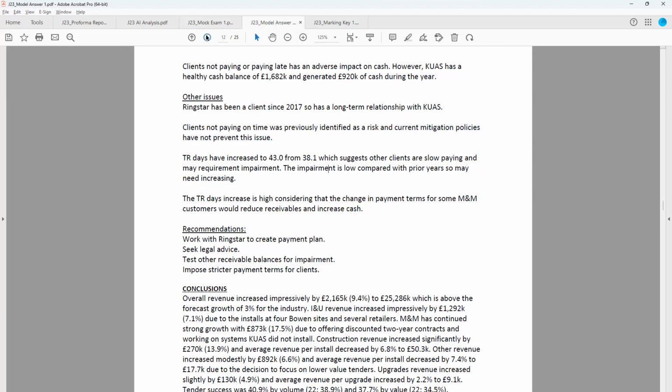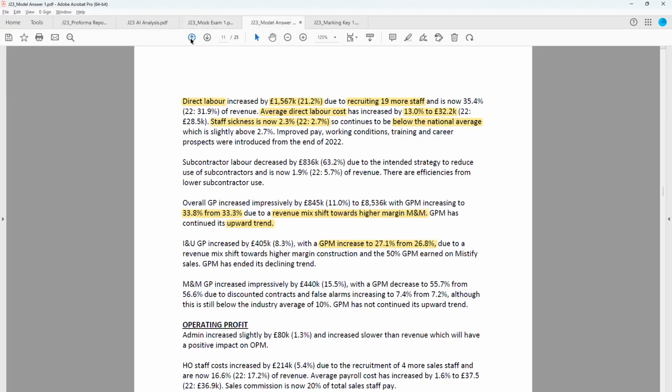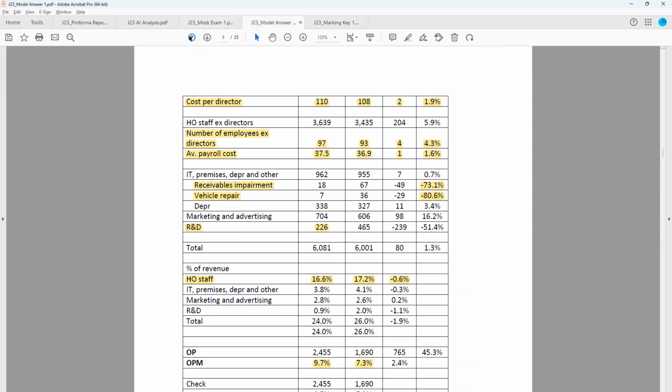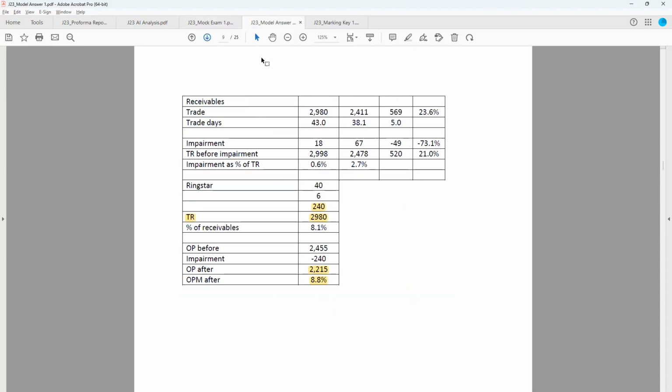And then in terms of other issues, we'd already noticed that the receivables impairment was low in the current year compared to the previous year. And when we looked at those numbers, we saw the receivables impairment was considerably lower. But when you actually look at the receivables balance, and you look at trade receivables days, it has gone up. So the impairment looks low compared to the previous year, and also as a percentage of receivables. But we can see here that trade receivables days have gone up.